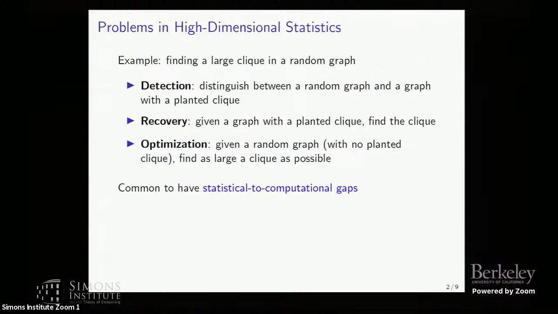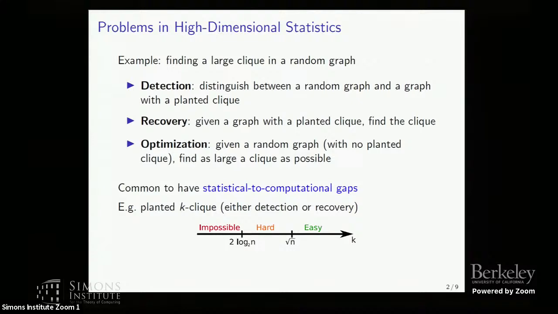These kinds of problems often have what we call statistical to computational gaps. So for the clique example, plant a clique of size k in a graph of n vertices. And we think about either the detection or recovery question. It turns out it doesn't matter. Here's kind of the phase diagram we have. If I'm willing to brute force check all the possible cliques, I can succeed as long as the clique size is bigger than 2 log base 2 of n. That's just the size of the largest naturally occurring clique in the graph.